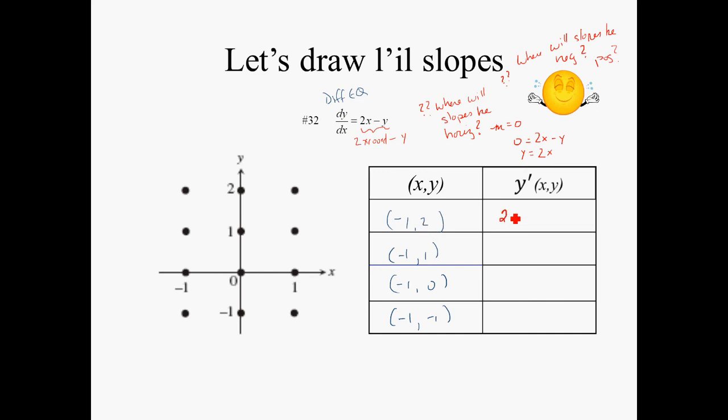So what is 2 times -1 minus 2? 2 times -1 minus 1, 2 times -1 minus 0, and 2 times -1 minus -1. So -2 minus 2 is -4. Check my math here. -2 minus 1 is -3. -2 minus 0 is -2. And -2 plus 1 is -1. So I'm going to draw a slope that is negative and steep here, negative but less steep here, negative and less steep here, and negative, going through this at 45 degrees here. And then I'm just going to repeat.